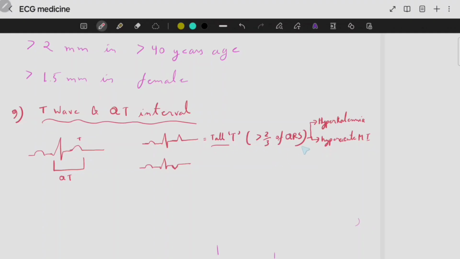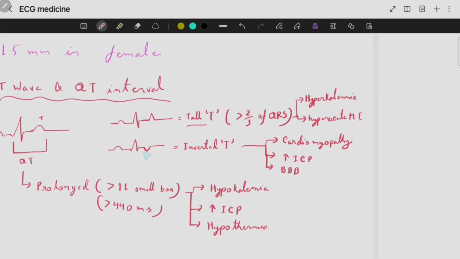So what are the causes of tall T? That is hyperkalemia or hyperacute MI. Okay, this steeple T is classically seen in hyperkalemia. Okay, another type of T wave is the inverted T wave, like this. It is called inverted T wave. It is seen in cardiomyopathies, raised intracranial pressure, bundle branch block.